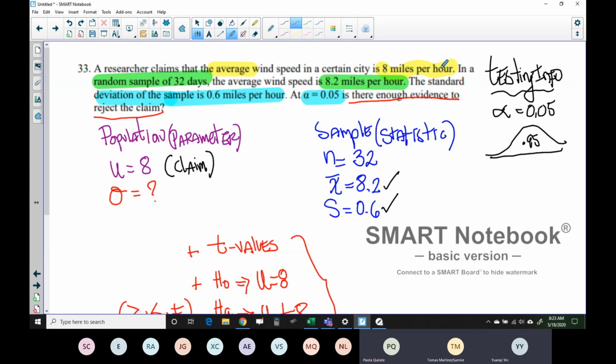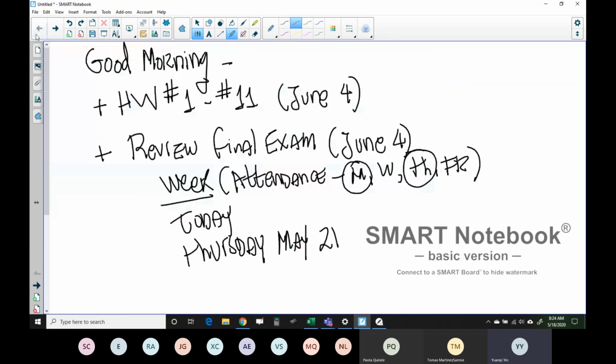I hope that by Thursday, we're not going to meet tomorrow because we never have classes on Tuesday. On Wednesday, I'm going to give you the day off because I want you to do your exercises. You're going to do all your homework from 1 to 11. Make sure you finish before June 4, and review your final exam before June 4.